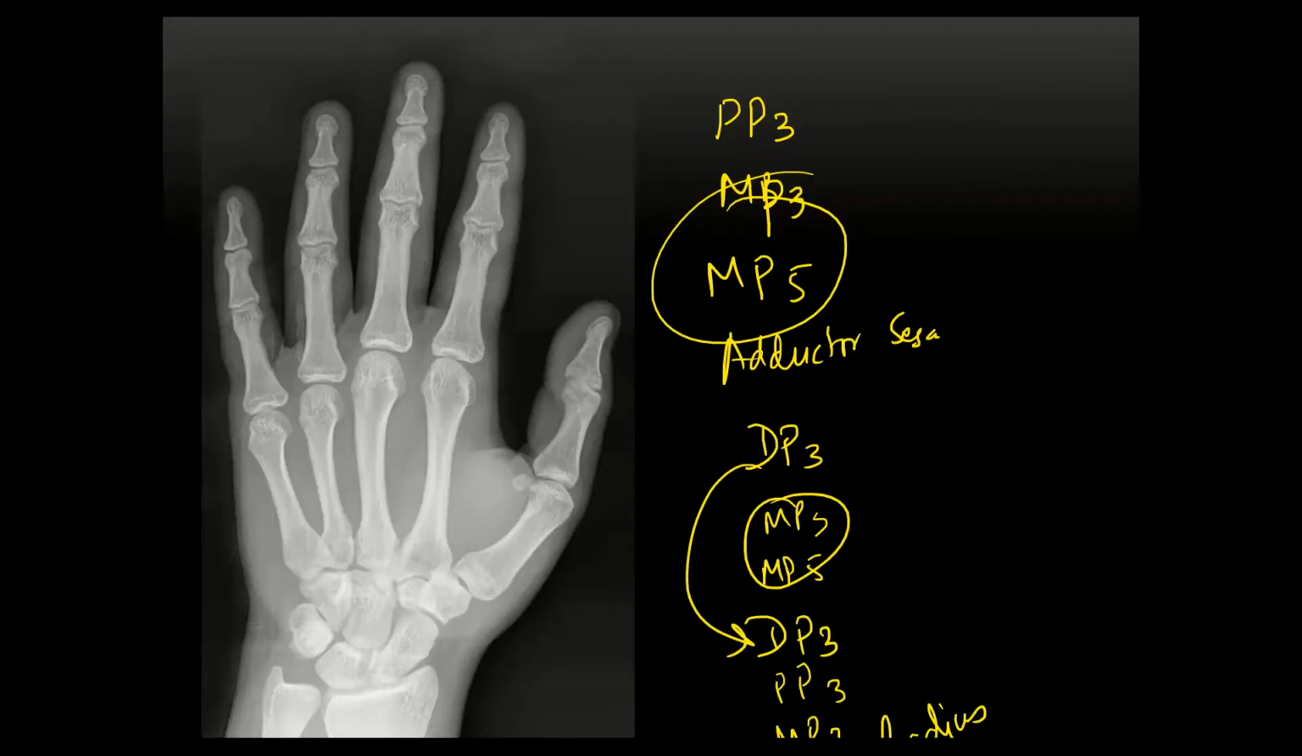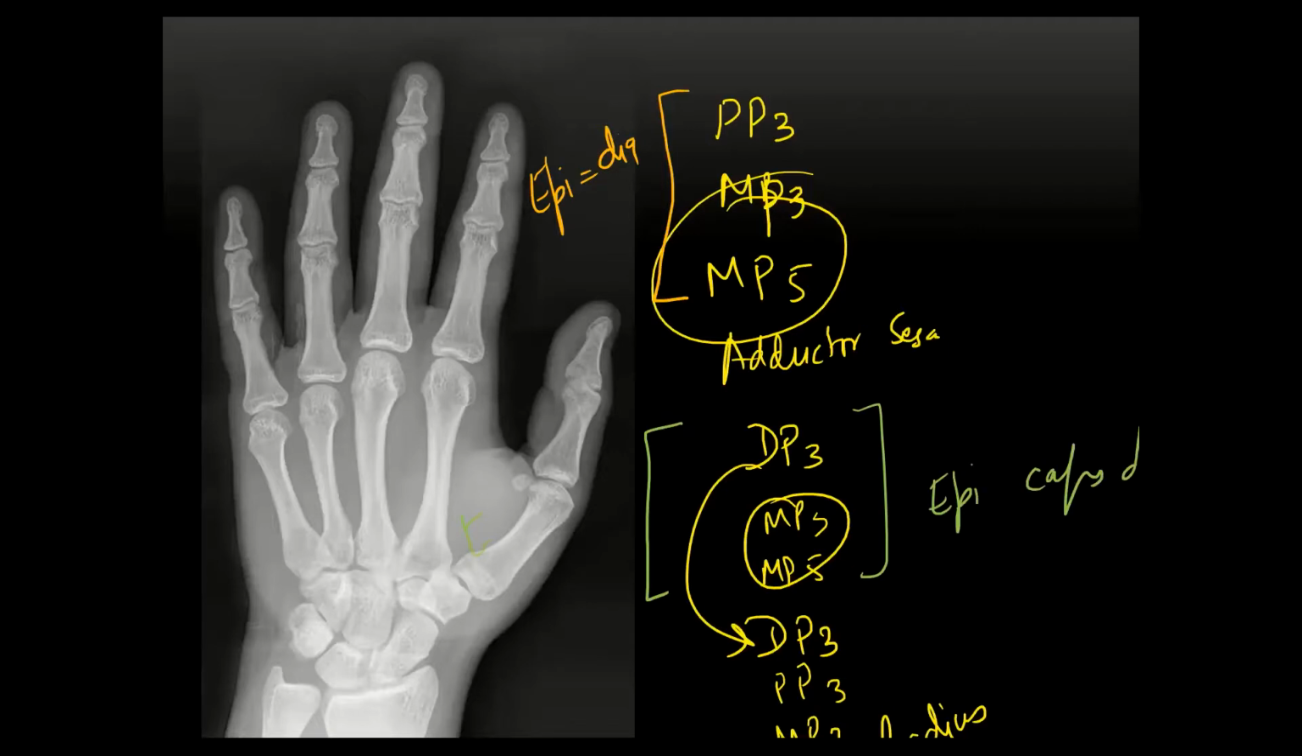Now what happens in all these stages is, in the first three, the epiphysis is equal to the diaphysis. In the next three, the epiphysis caps the diaphysis. And in the last three, the epiphysis fuses with the diaphysis.